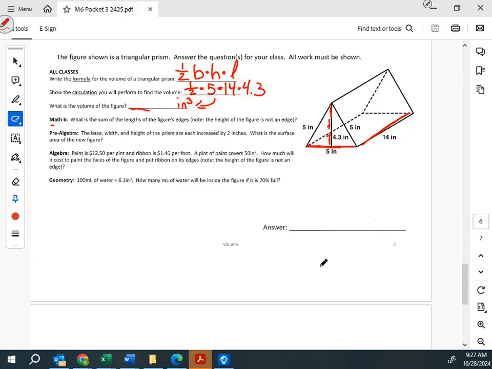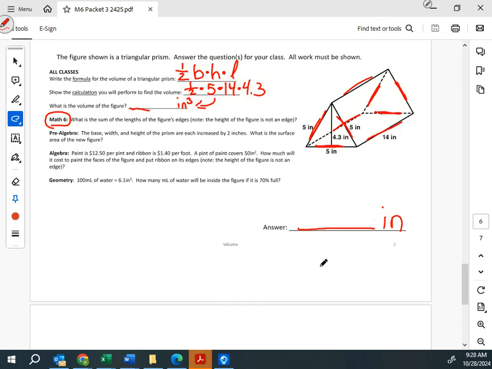Then we have to answer for math 6. What is the sum of the lengths of the figure's edges? Note that the height is not an edge. So we have the 3 edges here, the 3 edges in the back, and then our 3 long edges. You need to add all of those up. When it says sum, it means we're adding. So add all of those edges up. Your answer will go here. And when we're just adding, it's going to be just inches.